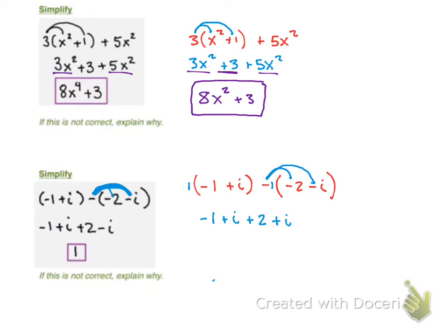So now simplifying this out, we should get negative 1 plus 2, which is 1, and then i plus i, that's 1i plus 1i, which is a positive 2i, and that should be our correct answer. So this student was wrong because he forgot to distribute the negative to the second term in the second parenthesis. He forgot to distribute the negative to the negative i. So that second i should be a positive i.